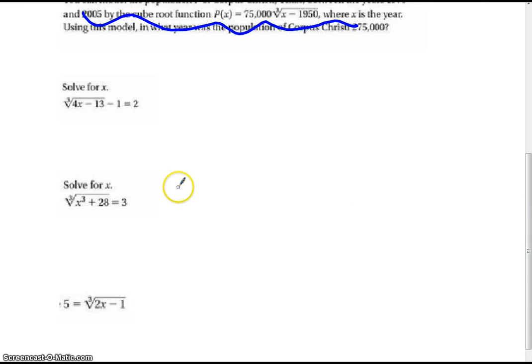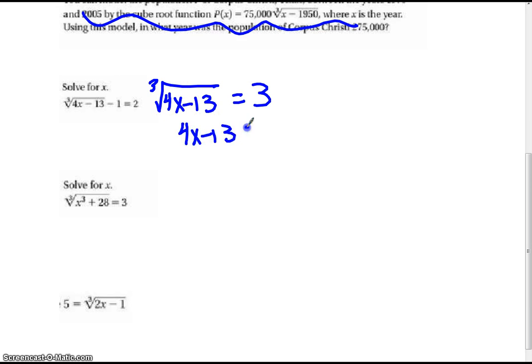Okay, the cubed root of 4x minus 13, minus 1 equals 2. Start by moving your 1. So the cubed root of 4x minus 13 is equal to 3. You're going to cube both sides, and when you do that, you get 4x minus 13 is equal to 27. Move your 13, 4x is equal to 40. Divide by 4, and x equals 10.